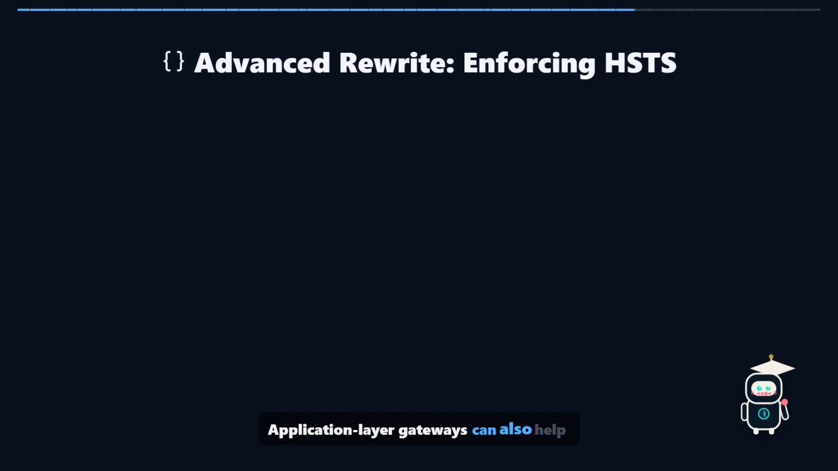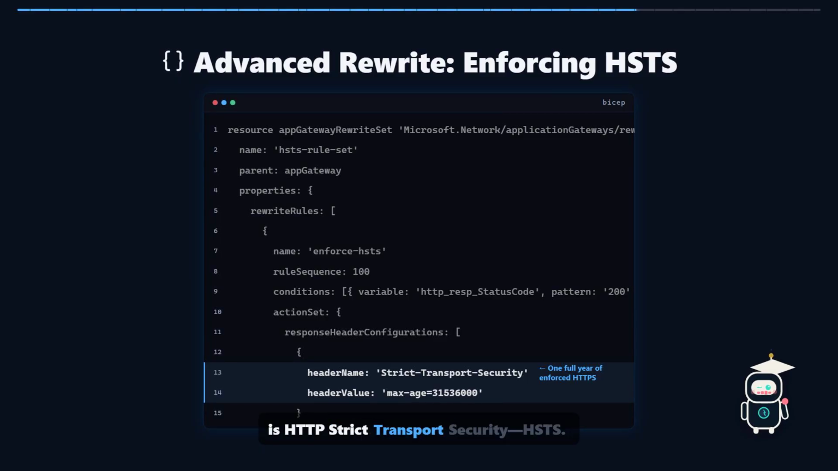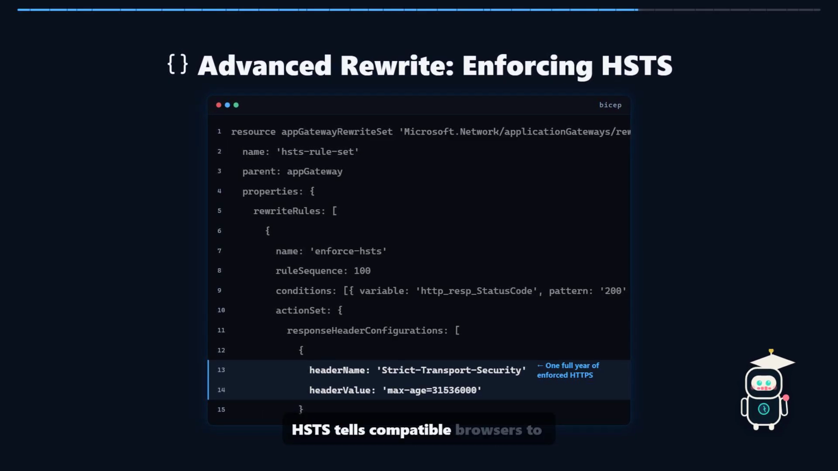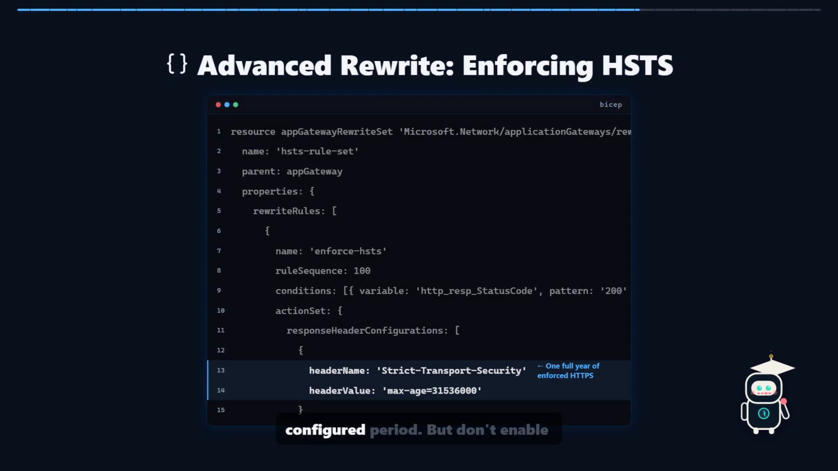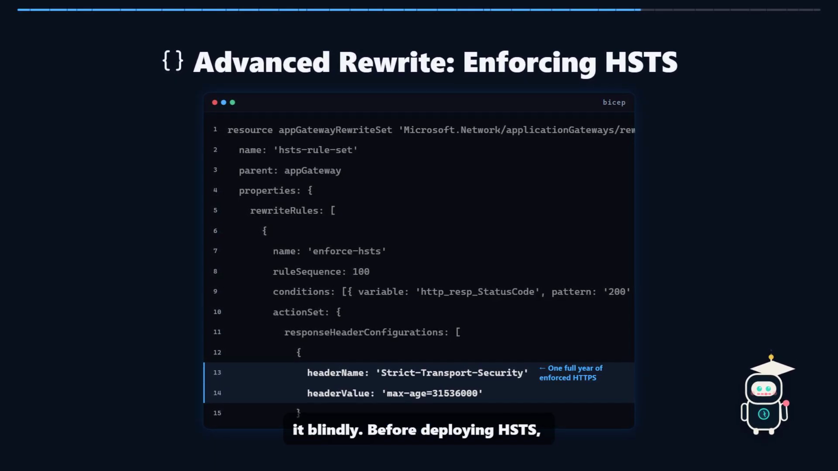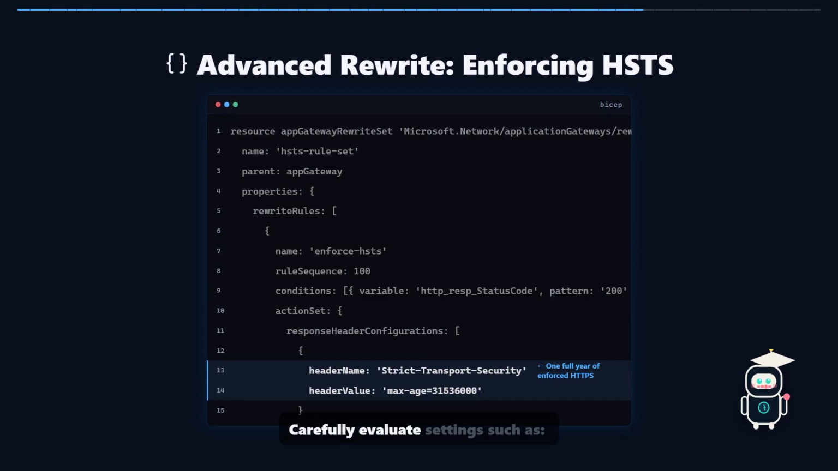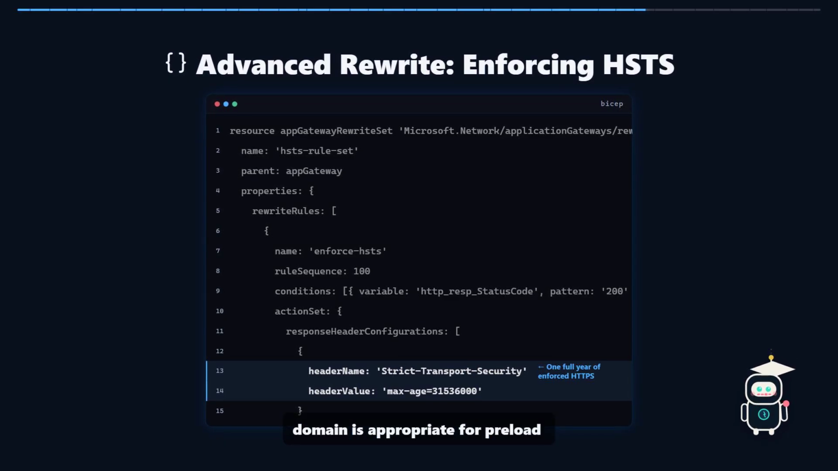Application layer gateways can also help enforce security headers. One example is HTTP Strict Transport Security, HSTS. HSTS tells compatible browsers to use HTTPS for future connections to the domain for the configured period. But don't enable it blindly. Before deploying HSTS, make sure the application is fully ready for HTTPS-only access. Carefully evaluate settings such as max age, include subdomains, and whether the domain is appropriate for preload requirements.